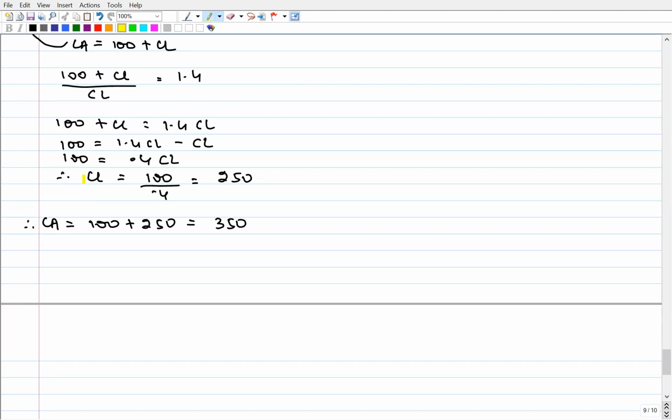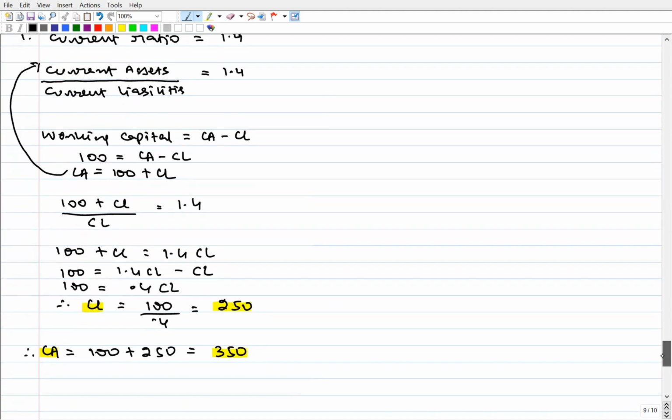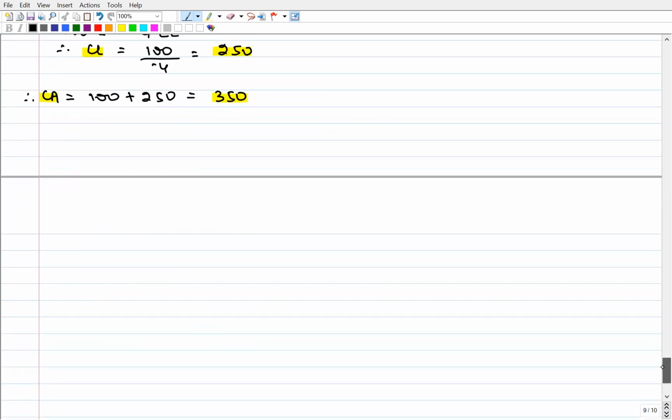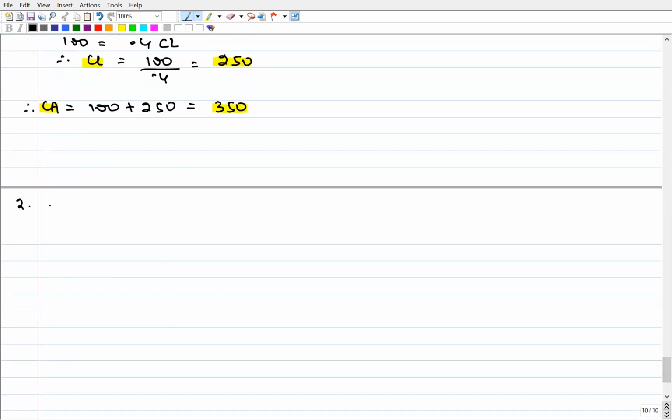So we have got total opening current liability and total opening current assets from the usage of the first equation, which is current ratio. Fine. The question has also given us one more ratio, acid test ratio.